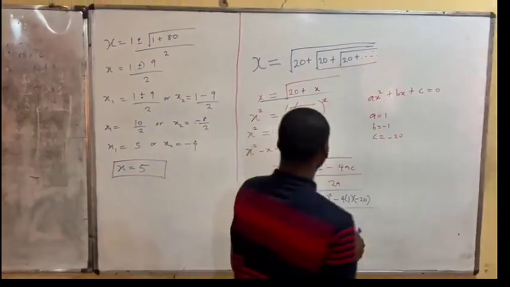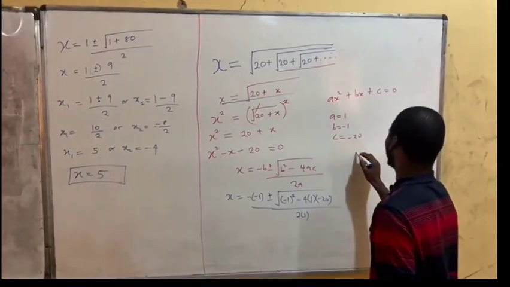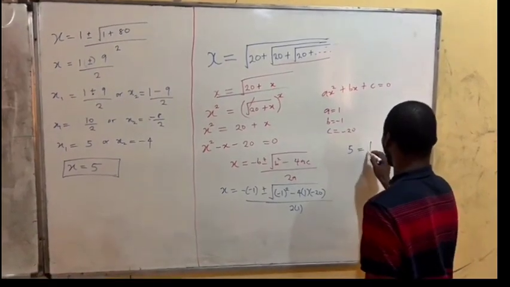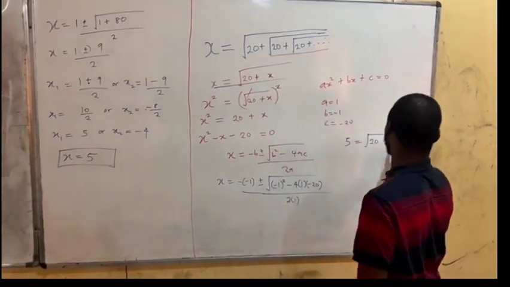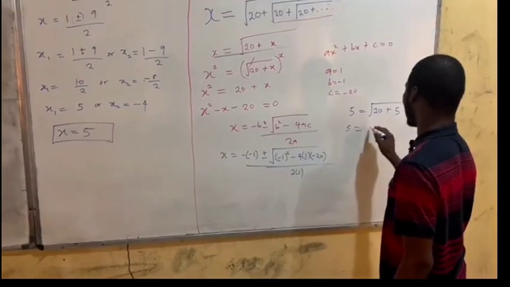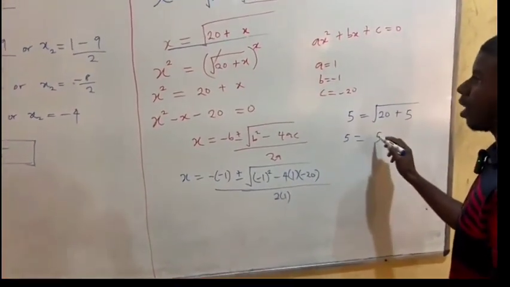Now let's check. If x is equal to 5, then we have the square root of 20 plus x, which is also 5. We have 5 plus 20 plus 5 is 25. The square root of 25 is 5. So 5 equals 5.